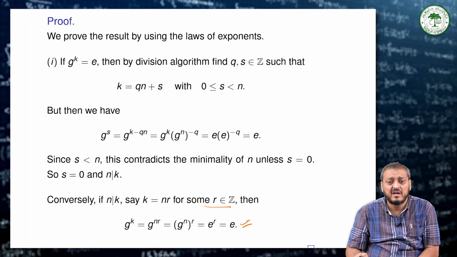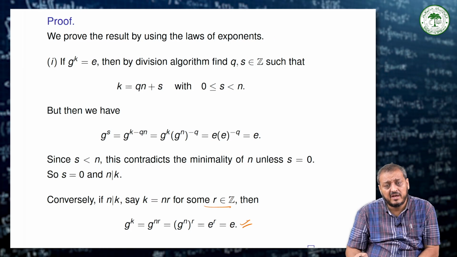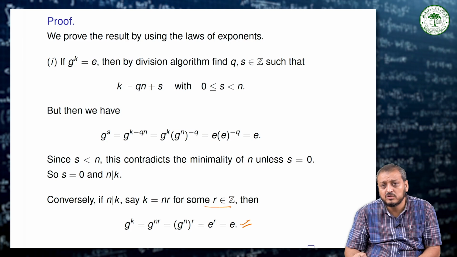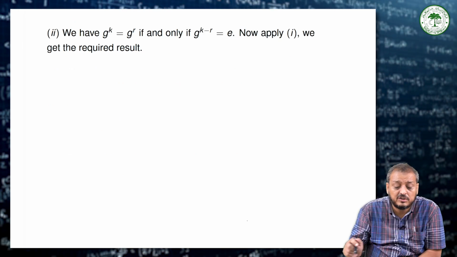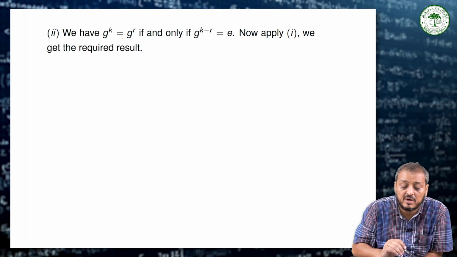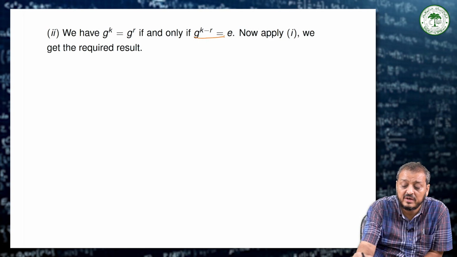So this first part is proved. Trivially we can say that if g to the power k is equal to identity, then n divides k, and if n divides k, then g to the power k is equal to identity. Now the second part: g to the power k is equal to g to the power r if and only if g to the power k minus r is equal to identity.